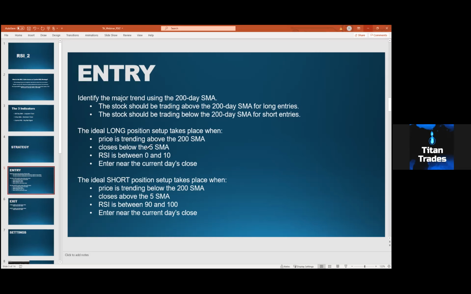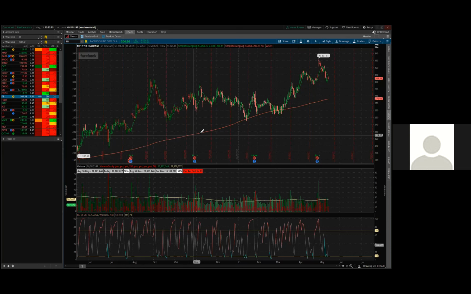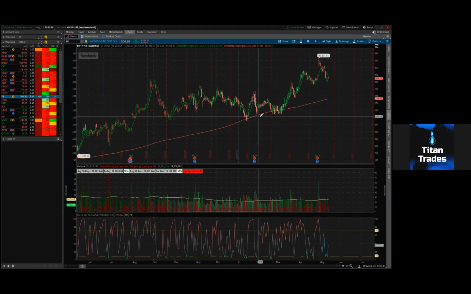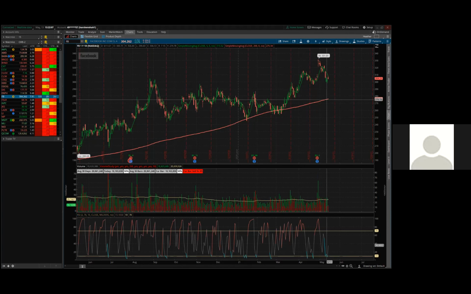All right. So you see this red line, this is the 200-day SMA that I was talking about. And this green line over here indicates your 5-day SMA. So you see this particular stock, Facebook, is in a long-term uptrend. It's constantly going up. It was at 200 a couple of months back. Now it's sitting somewhere around 300.